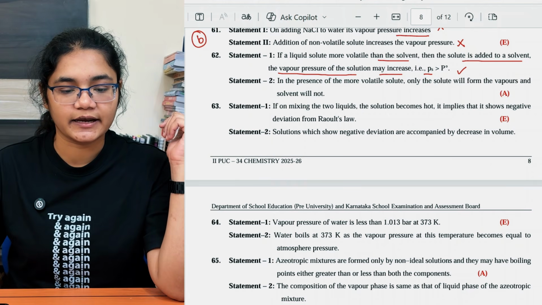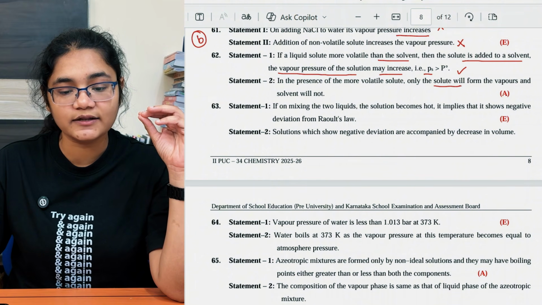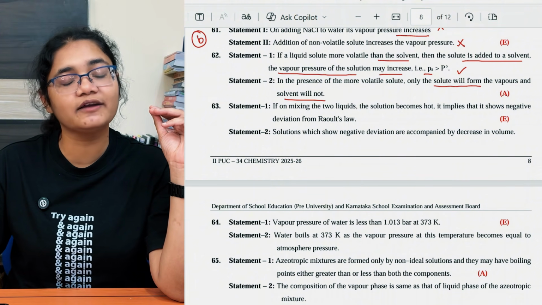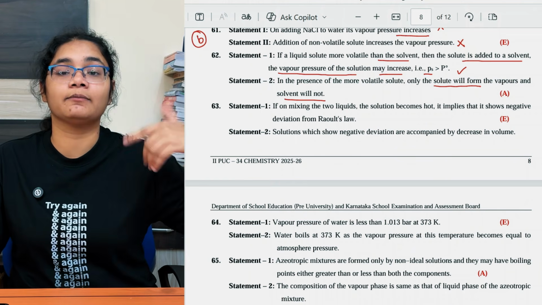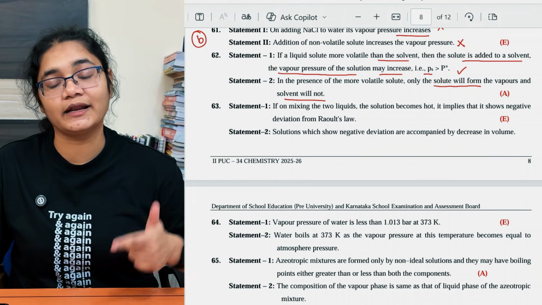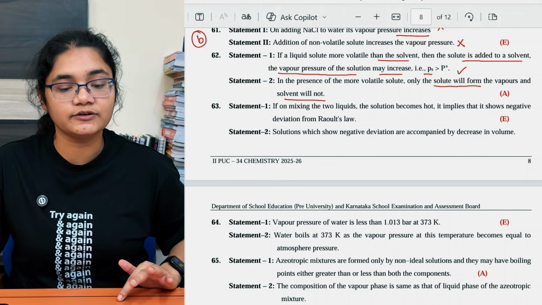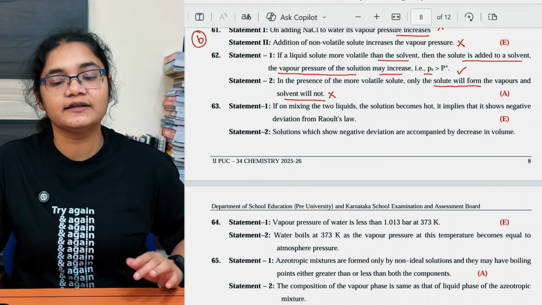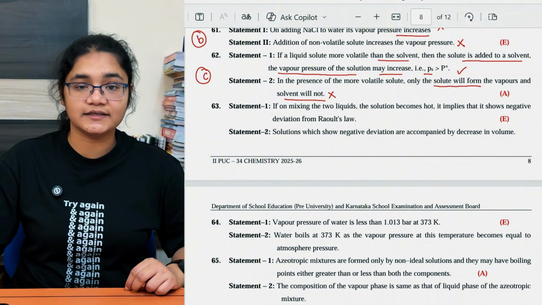So this statement is correct. In the presence of the more volatile solute, only the solute will form vapors and solvent will not. Why? Solvent was already volatile, right? Solvent will keep on evaporating, but solute, since it is more volatile, will start evaporating more, but solvent will also evaporate. So this statement is incorrect. So statement 1 is correct, statement 2 is incorrect. So that is your option number C here.